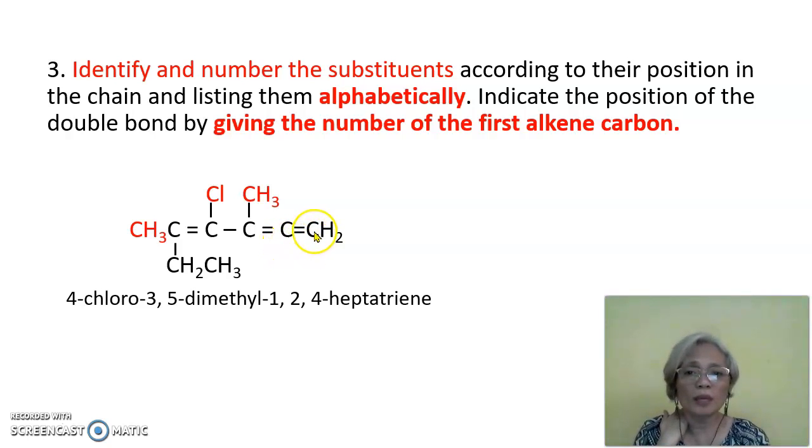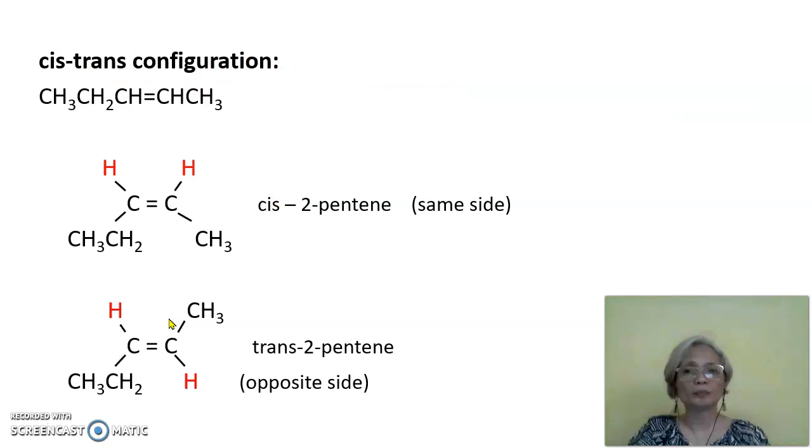So, we start numbering from this carbon. This is carbon 1, 2, 3. And there are substituents on carbon number 4, carbon number 3, and carbon number 5. So, we identify the substituents as chloro and then methyl. So, this is called 4-chloro-3,5-dimethyl-1,2,4-heptatriene. I hope you still recognize the use of dashes and commas in naming.